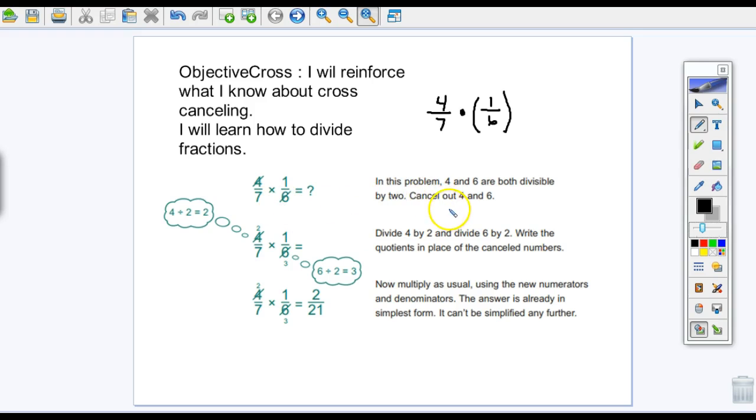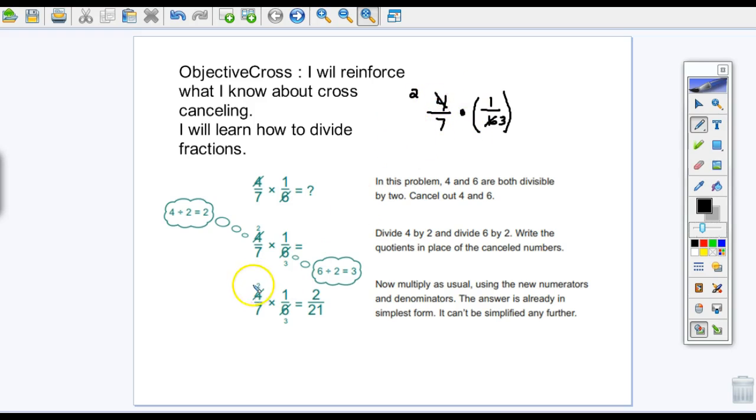Okay, so what we want to look for is how to cross cancel. We want to see if any of these numbers are divisible. Can we divide this 4 and this 6 by the same number? As you notice here, we can divide 4 by 2 and we can divide 6 by 2. So that's what we're going to do. 4 divided by 2 is 2, so we cross out the 4 and it becomes a 2. 6 divided by 2 is 3, so we cross out the 6 and we call it a 3. It's the same number, we've just simplified it. Okay?